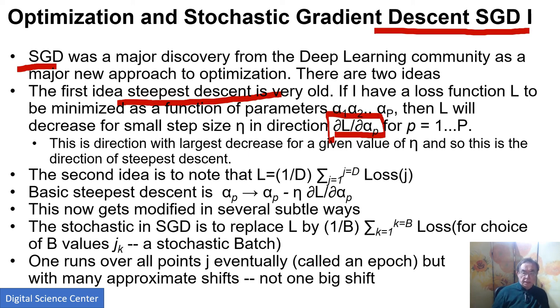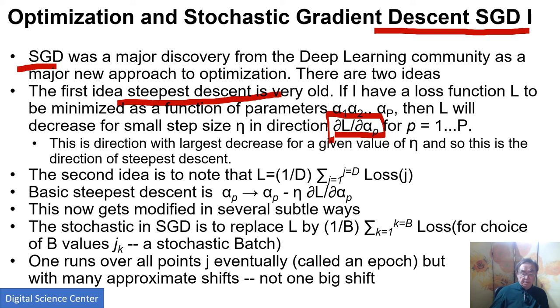If you're on a hill, you can go to the peak of the hill, that's that way, but there is a direction which is the steepest ascent direction, which is dL/dα_p. And so if you want to go a particular small step size eta, you'll get the greatest bang for your eta, or buck, if you go in the steepest descent direction. So the first idea is steepest descent.